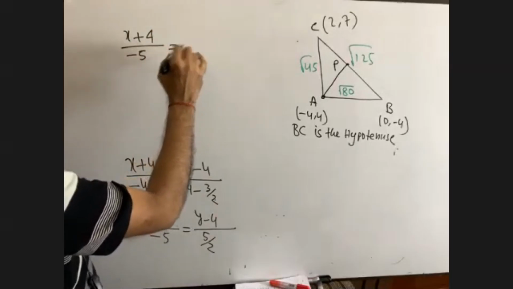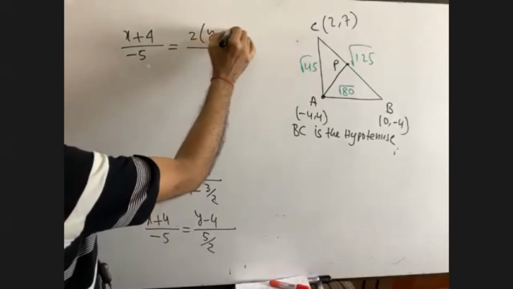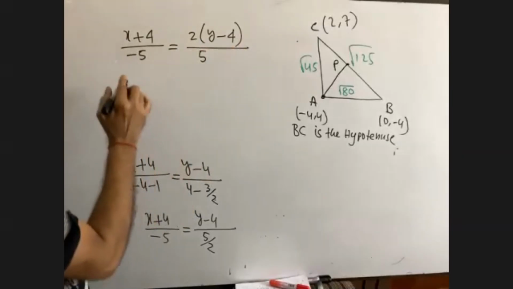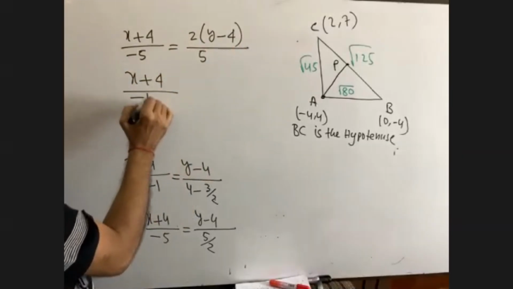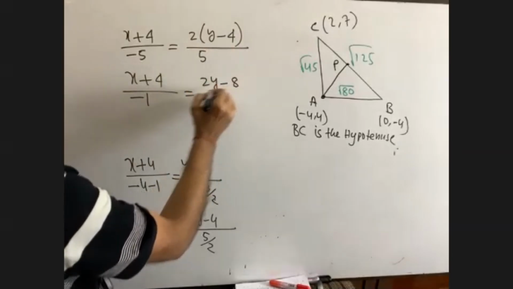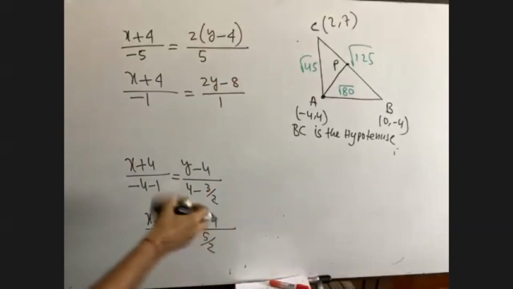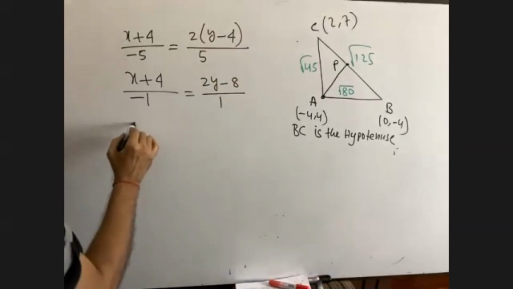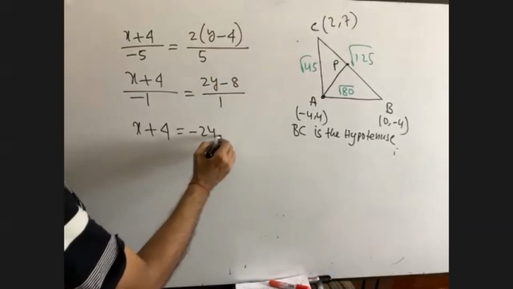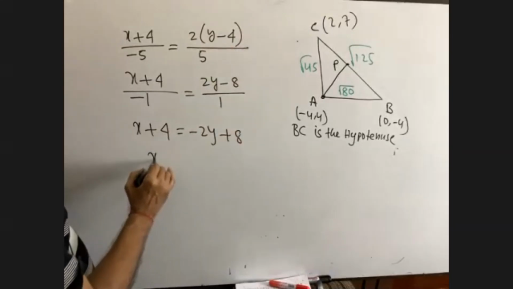P is the midpoint of the hypotenuse BC. Now, what about P? It was A. A is minus 4, 4. And B is 0, minus 4 and C is 2, 7. So P equals (0 plus 2)/2, (minus 4 plus 7)/2. That means 1, 3/2.